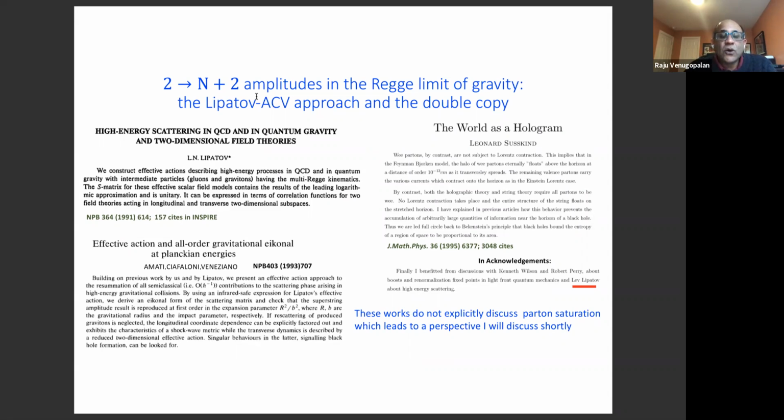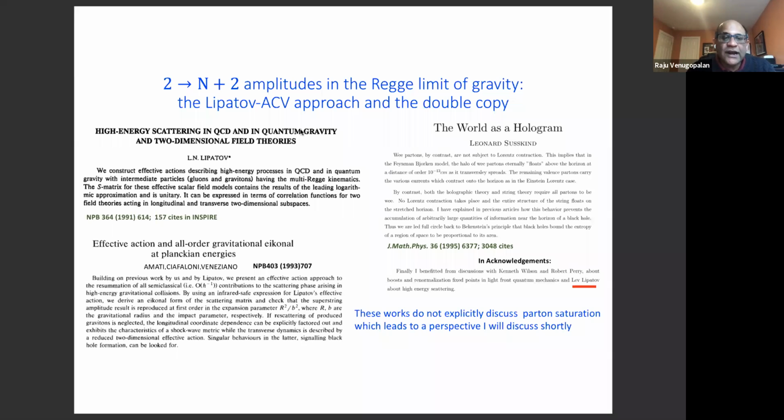Now, this connection between all the stuff that I was talking about in the context of QCD and gravity was prefigured in a remarkable paper by Lipatov in 1991, where he constructed an effective action which describes high energy processes in QCD and in gravity, where the intermediate particles, gluons and gravitons, have this multi-Regge kinematics that I went through with you in the first slide. And he constructed the S matrix, and he wrote this in terms of correlation functions for two field theories where you have a separation between longitudinal and transverse two-dimensional field theories.